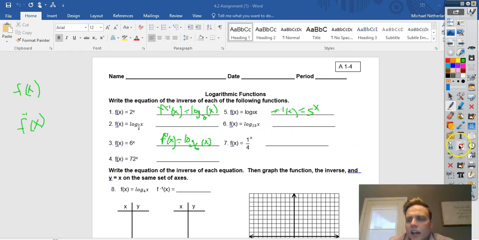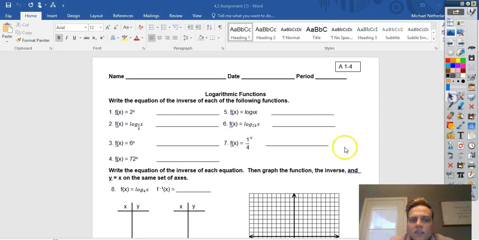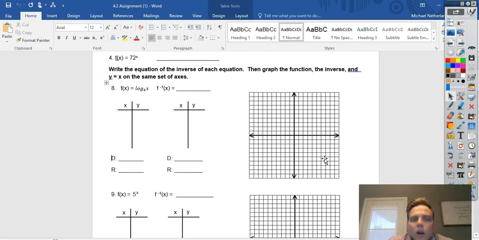Okay, let's move on down to this next section of problems. Write the equation of the inverses of each equation. Then graph the function, the inverse, and y equals x on the same set of axes. So this is our original function, log base 4 of x. What would be the inverse of that? Pretty simple. The inverse would just be 4 raised to the x. That's what we just covered, because the base stays the base. The base was 4, so the base is 4. The input from a log becomes the exponent on an exponential.